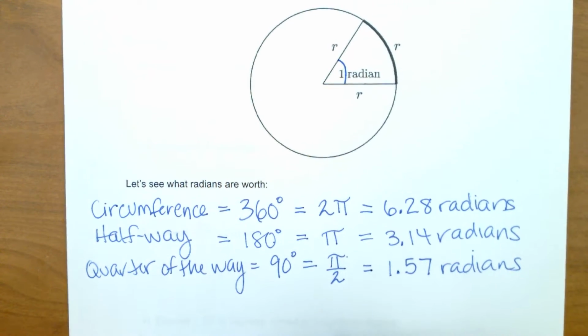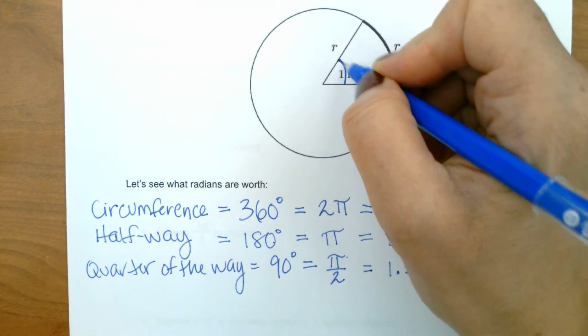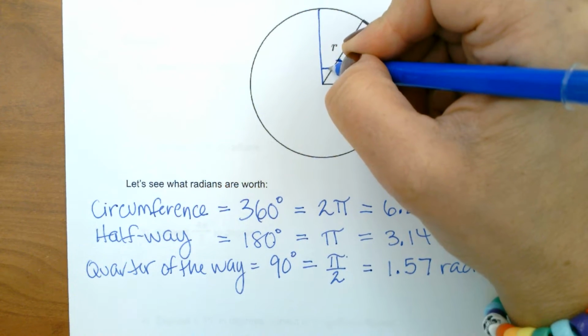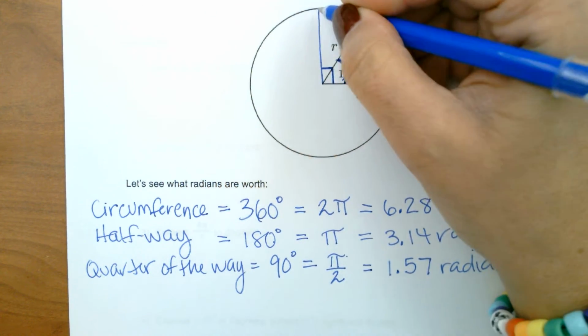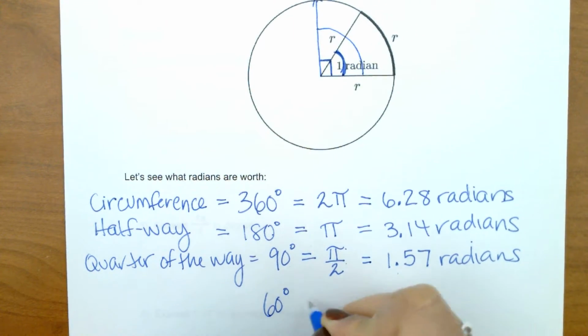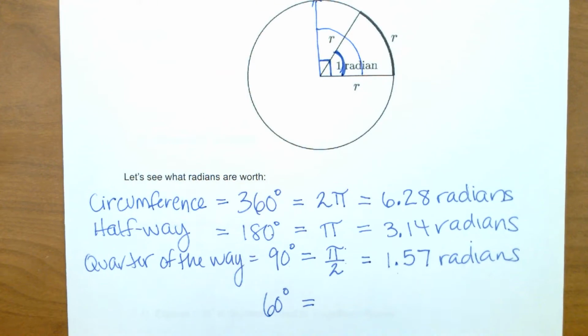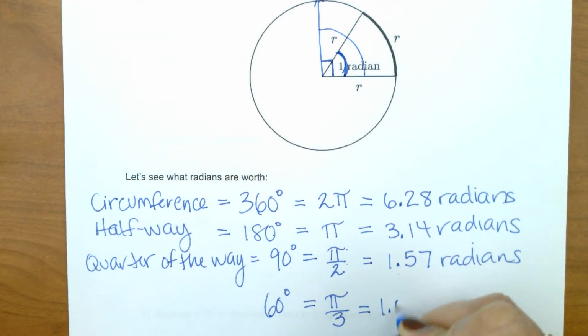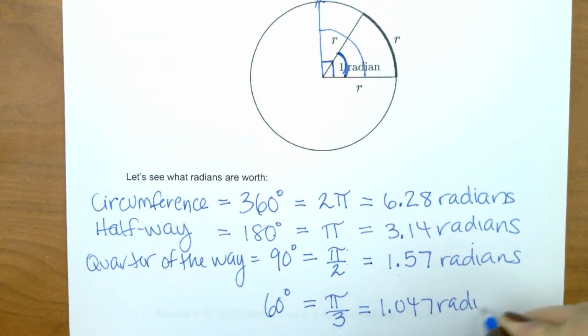All right, let's keep going. Let's say that we made a 60-degree angle. And remember, it's this angle in here. So at 90 degrees, we were here. This whole thing is pi over 2, or 1.57 radians. So instead of saying 90 degrees, we can say pi over 2, or 1.57 radians. Same thing. All right, how about 60 degrees? That's going to be pi over 3, which equals 1.047 radians.